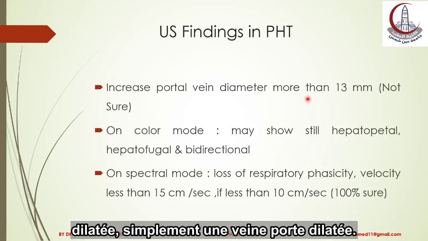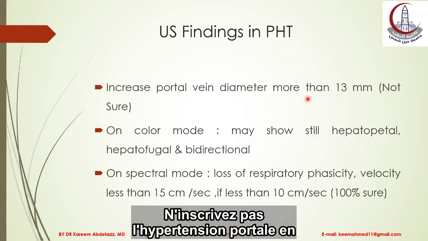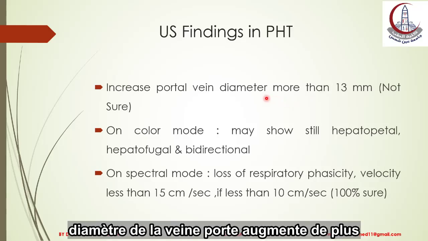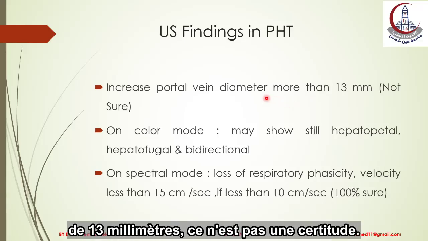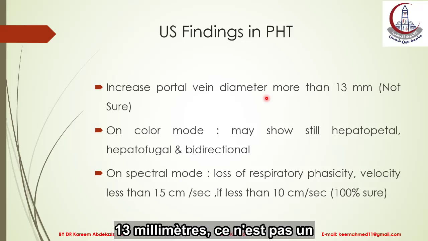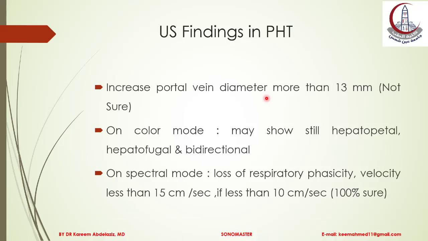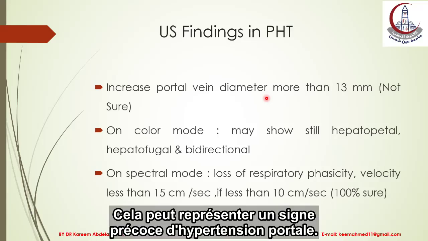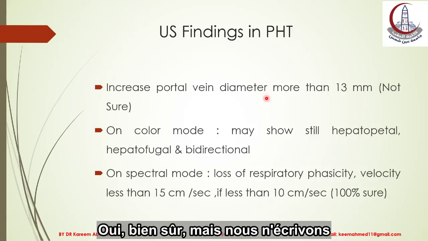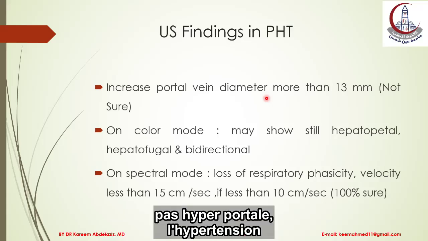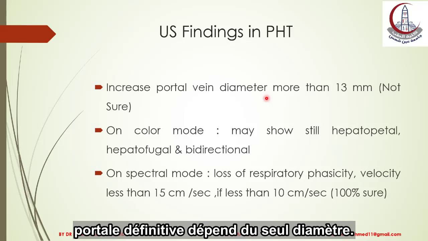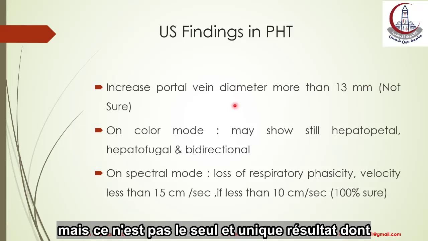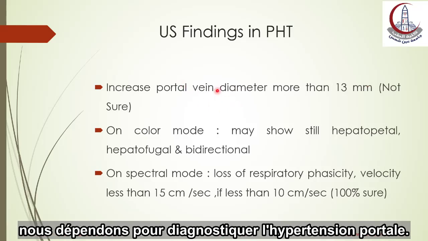Just dilated portal vein. Do not write portal hypertension depending on the size alone, because even an increase of portal vein diameter to more than 13 millimeter is not a sure sign of portal hypertension. If it's 14 millimeter or even 15 millimeter, this is not a sure sign. So how could you report this? You will just write dilated portal vein. It may represent an early sign of portal hypertension, yes, of course, but we do not write definite portal hypertension depending on the diameter alone. So increased portal vein diameter of more than 13 millimeter, yes, it's one of the findings, but it's not the only finding that we depend on to diagnose portal hypertension.